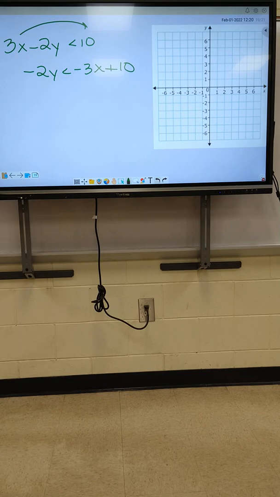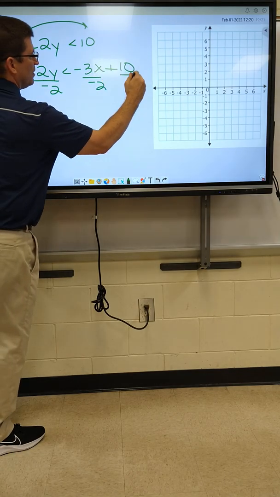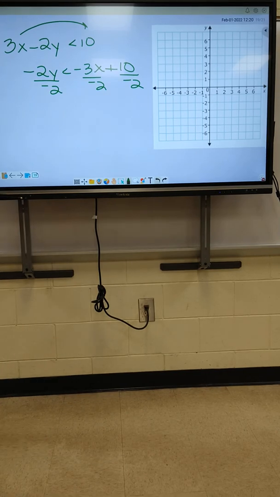Everybody move over your 3x first, make it a negative 3x. Then you have to divide. Now there's one more step. Mikey says we have to multiply, but let's divide by -2. Good. We have to divide everything up here by negative 2. I didn't make you actually divide everything earlier, but we have to divide each number on this one.